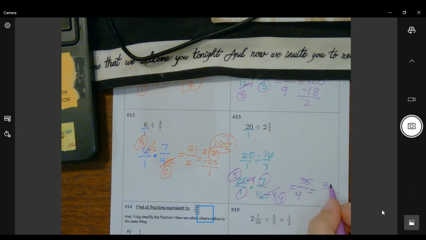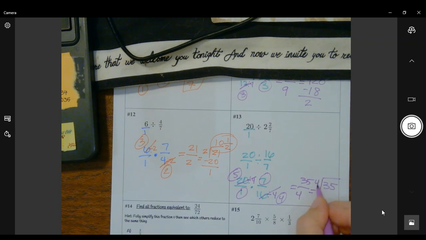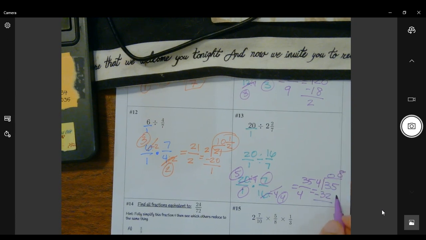And improper, so I got to take the top, divide it by the bottom. 4 can't go into 3, but it goes into 35. You guessed it, 8 times, because 4 times 8 is 32. When you subtract that, you get a remainder of 3, so you put your remainder over what you divided by.